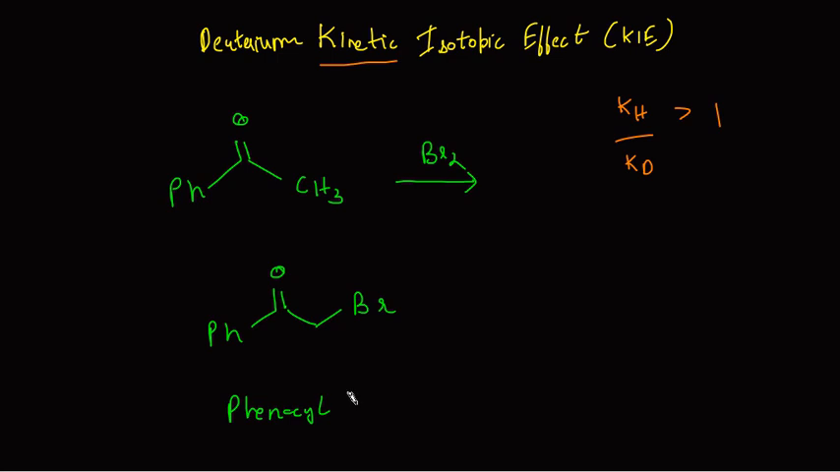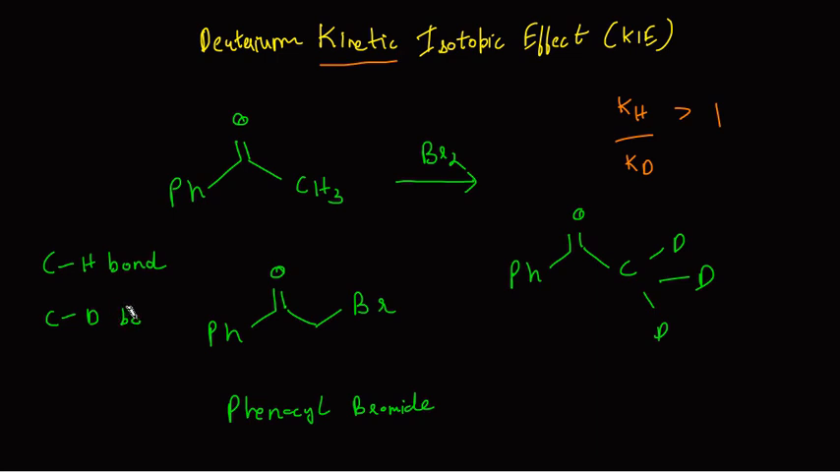Now, if I want to find out whether the rate of the reaction depends upon the CH bond or not, what I can do is replace all the three hydrogens over here by deuterium. Alright, I can replace all the three hydrogens by deuterium and find out the rate of the reaction. Now, a general principle that is observed is that the CH bond is basically easier to break as compared to a CD bond. So a CH bond is easier to break than a CD bond.